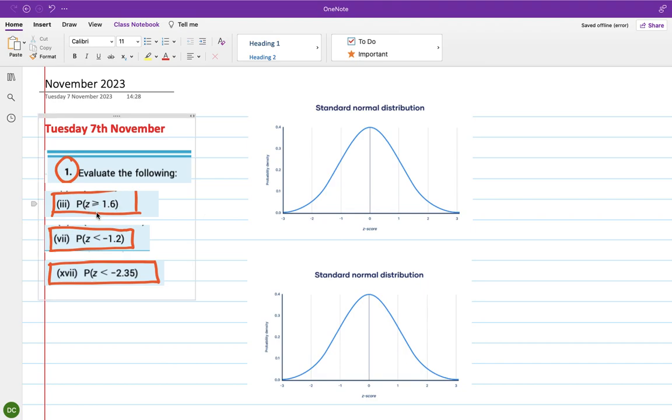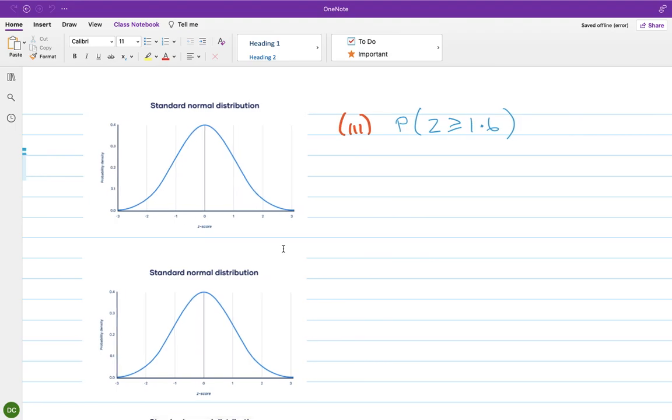Okay, so the first one here, which is part 3, is the probability of z being greater than or equal to 1.6. Okay, so I'm going to mark in 1.6, so like there maybe, and we want greater than 1.6, which is that bit there. So that's what we want.